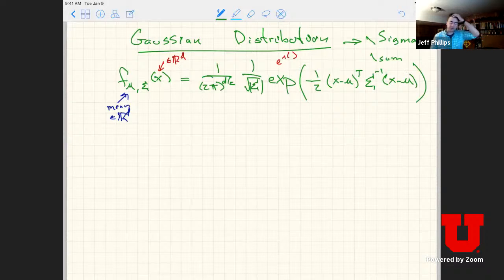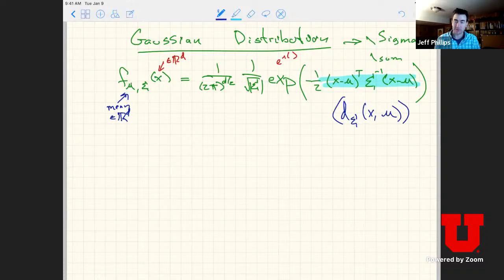So this is the notion of a Gaussian distribution. It's basically e to the power of a term that is a distance, determined by this sigma, between x and mu. It's basically the square of a distance here. Okay, and I'll give a little bit of intuition on what this is doing.